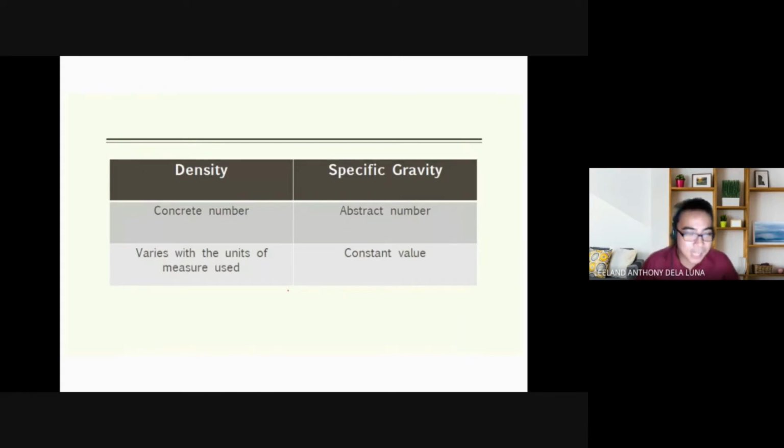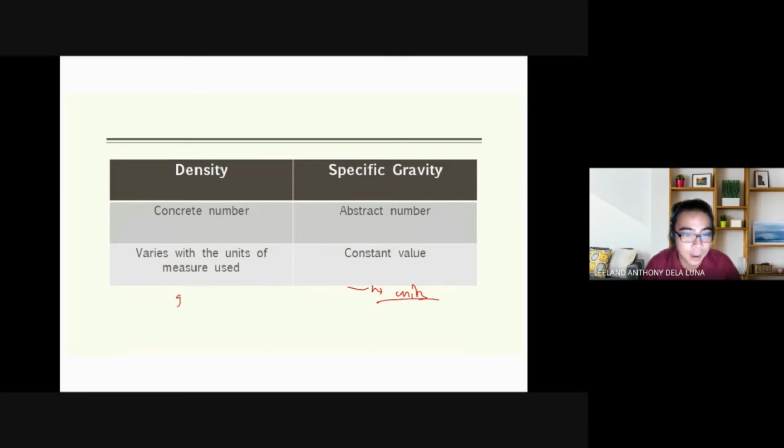Now, just a difference, class, between density and specific gravity. Density is a concrete number, while specific gravity is just an abstract number. And another thing, class, density varies with the units of measure used. Nagva-vary yung value niya depende sa units na gagamitin mo. While on the other hand, for specific gravity, it's a constant value. Why? Because I'll be using lang naman the density of your substance divided by the density of water. And take note, class, specific gravity has no units.